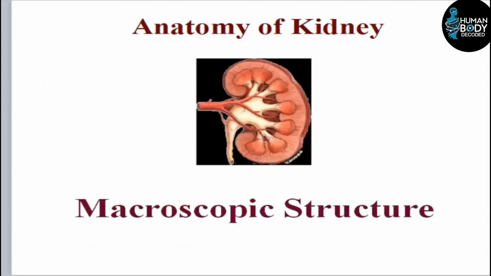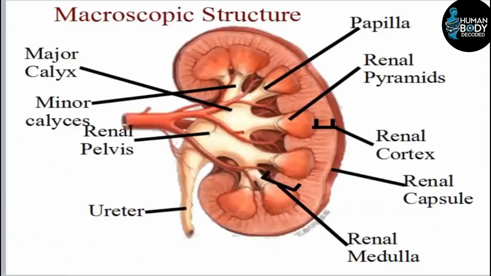Now we come to the anatomy of the kidney. What is the anatomy of the kidney? You can see it here. This is the structure of the kidney. We have divided it into two main portions. One is the outer portion, which we call the cortex, and the internal portion we call the medulla.